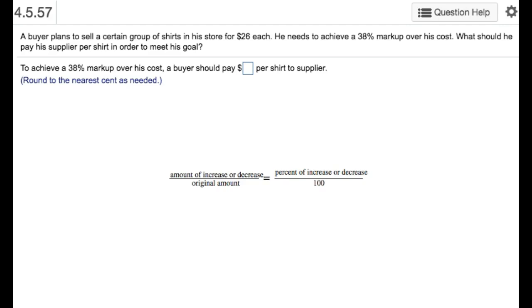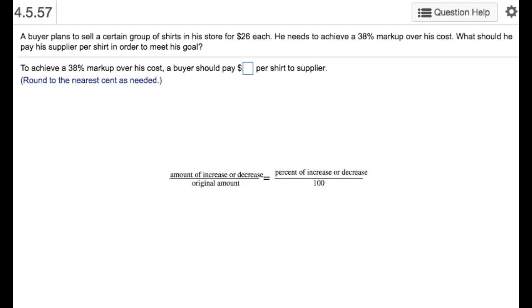It says a buyer plans to sell a certain group of shirts in his store for $26 each. He needs to achieve a 38% markup over his cost. What should he pay his supplier per shirt in order to meet his goal? So we're going to answer the question in a sentence and say to achieve a 38% markup over his cost, a buyer should pay blank dollars per shirt to the supplier.